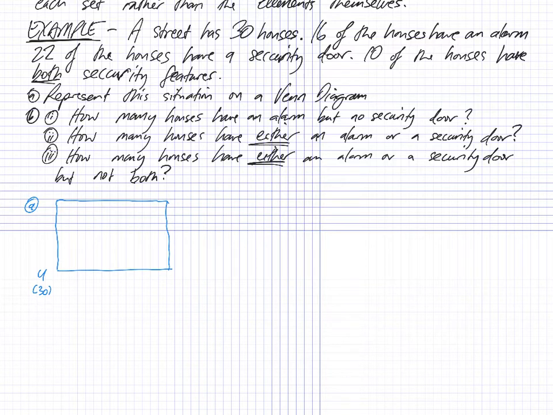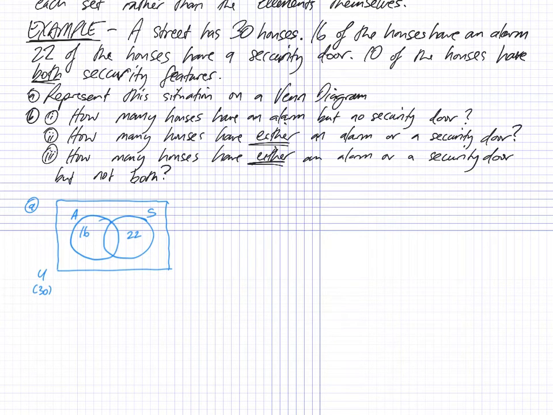So I found the easiest way to do this is to just ignore the both to start off with and work things out later. So I'm going to draw a circle to represent the set of houses that have an alarm. So that's the circle for A. And I've been told that there's 16 houses with an alarm. And then the other thing that I've got is a set with security doors, and there's 22 of them. But remember, this is ignoring the 10 houses that have both security features.